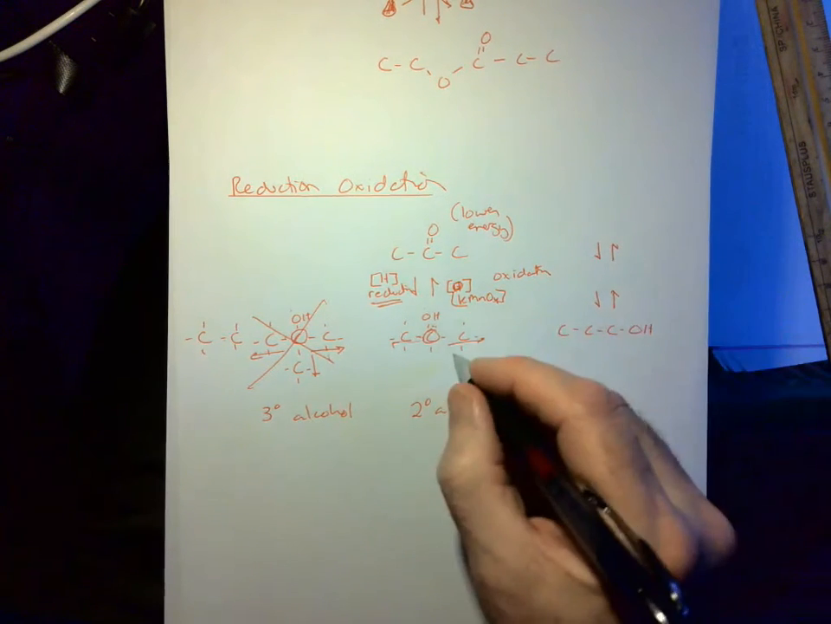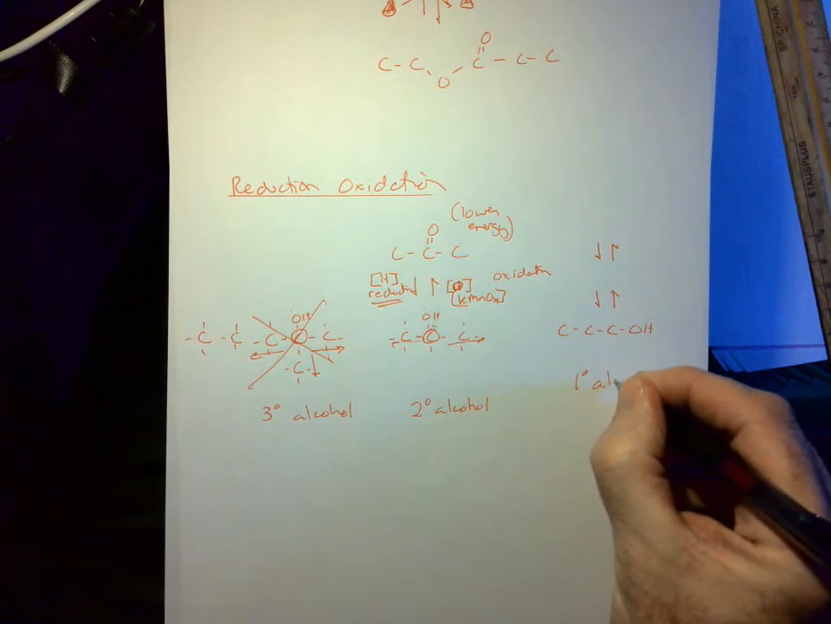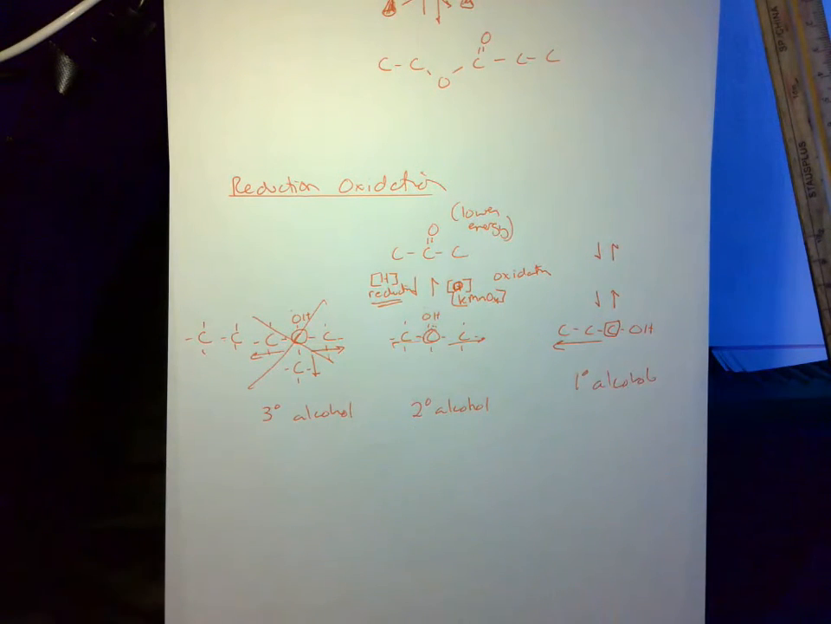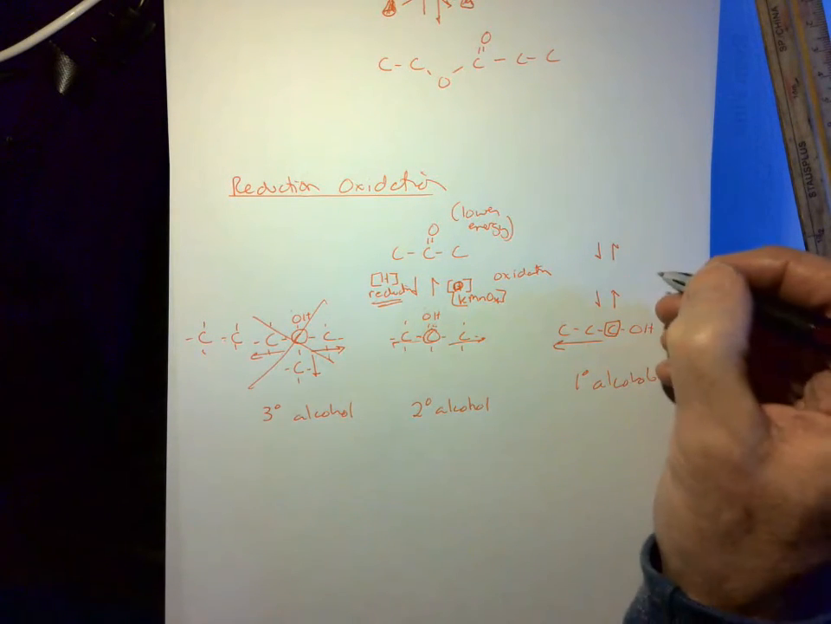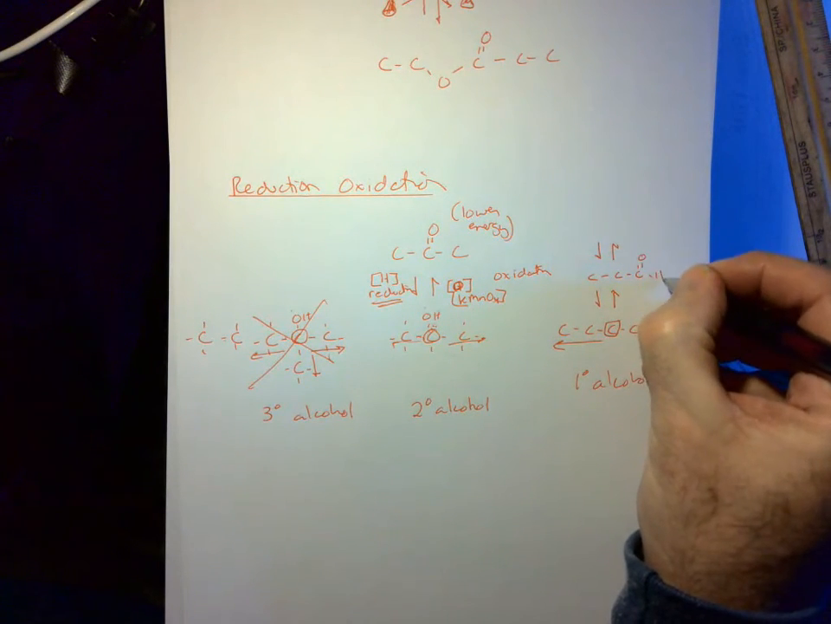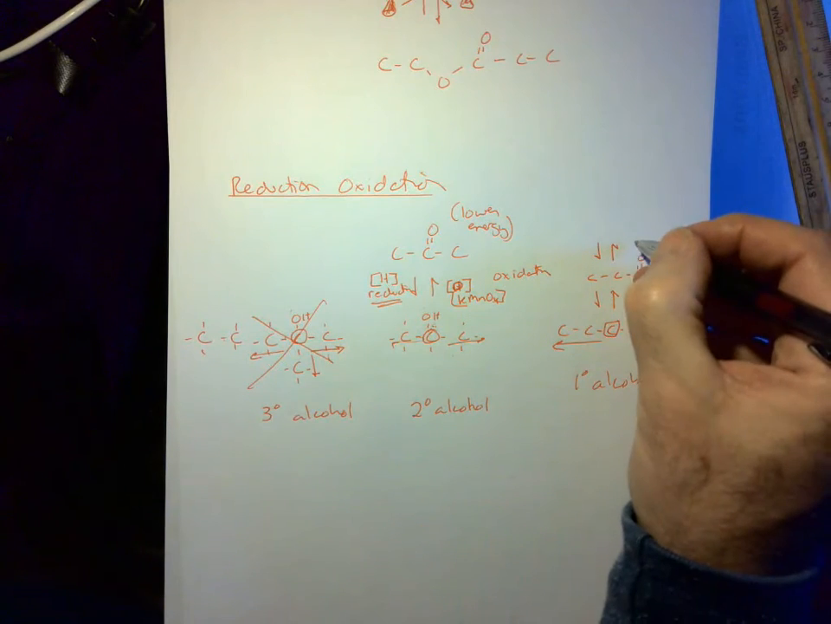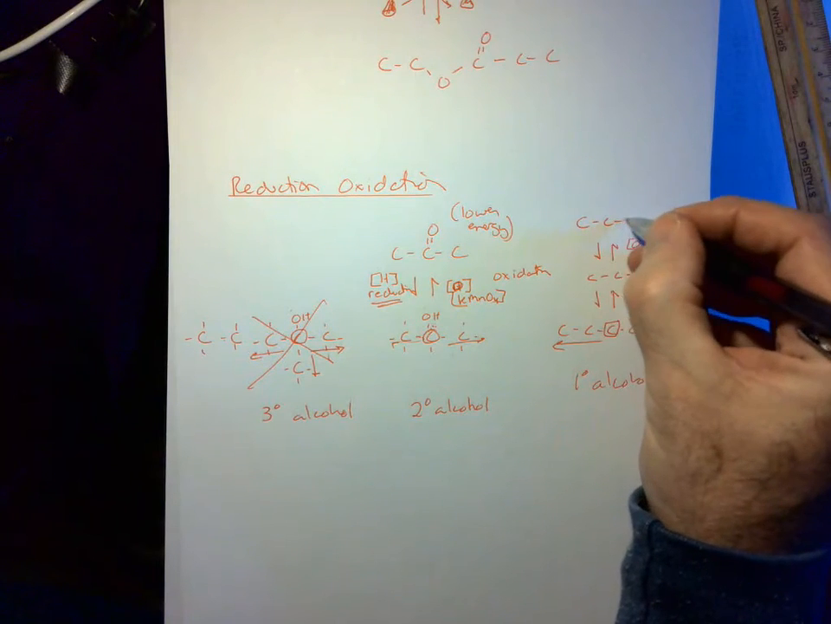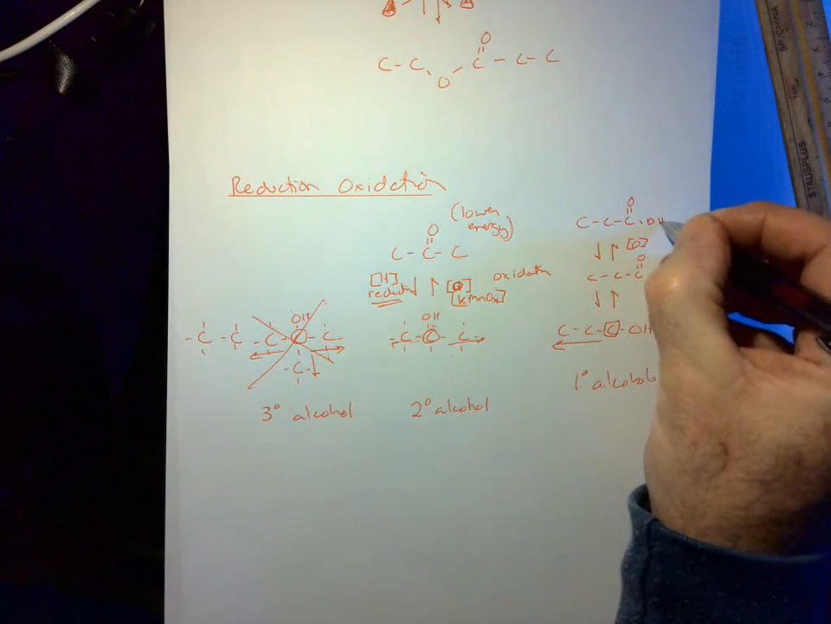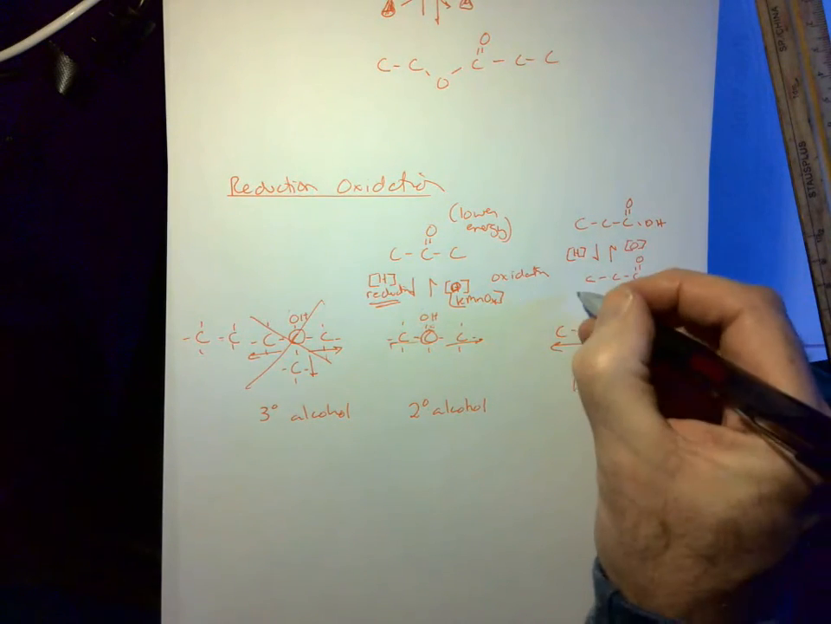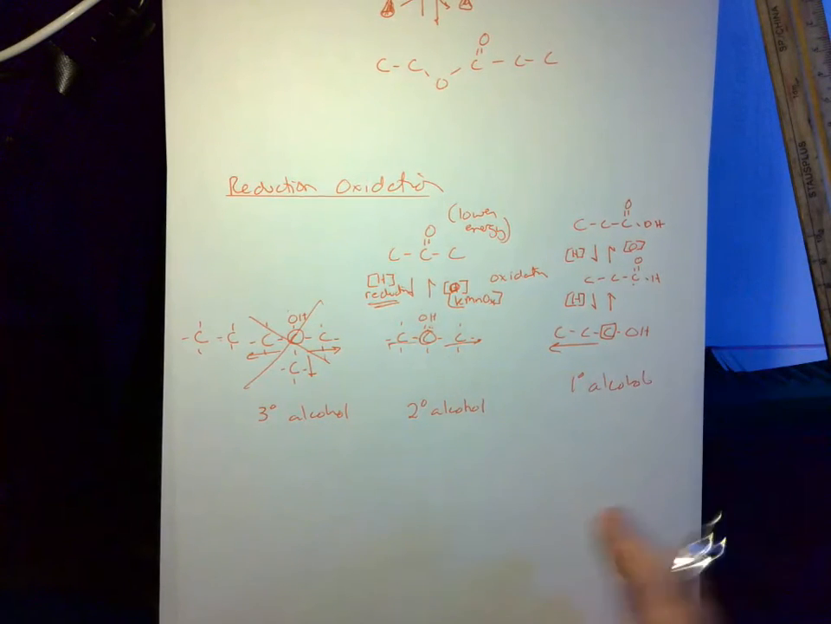This is a secondary alcohol here. Now we're going to go to a primary alcohol. A primary alcohol is always on the end of a chain. So the carbon attached to the OH only has 1 carbon chain attached to it. If you oxidize this, you make an aldehyde. If you oxidize this again using O or KMnO4, you will make a carboxylic acid. Let's go backwards. If you reduce this, you make an aldehyde. If you reduce it again, you make an alcohol.